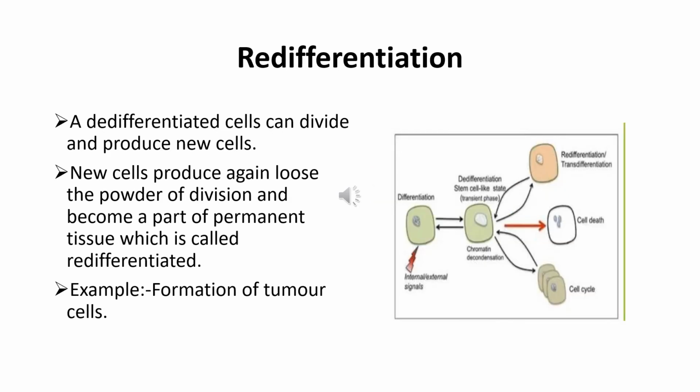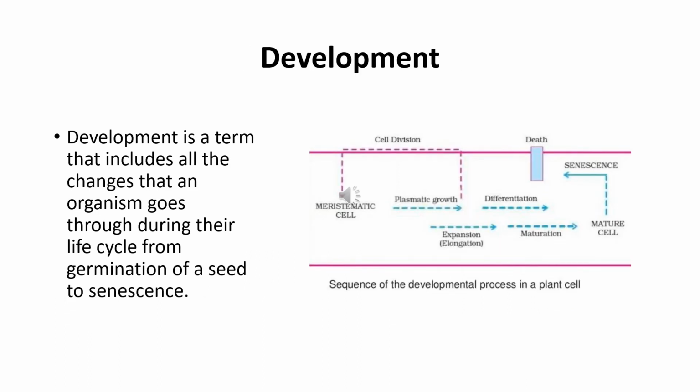What is redifferentiation? A dedifferentiated cell can divide and produce new cells. New cells produced again lose the power of division and become a part of permanent tissue, which is called redifferentiated. Example, formation of tumor cell, as you can see in the diagram of redifferentiation. This was all about the plant growth.